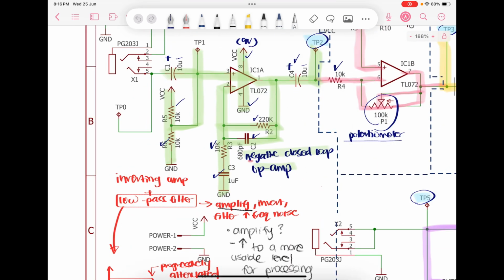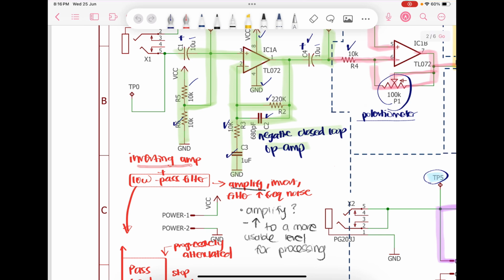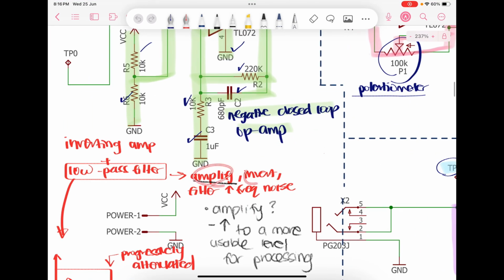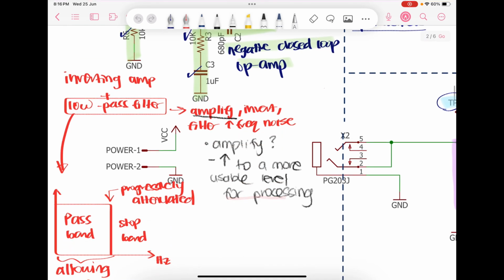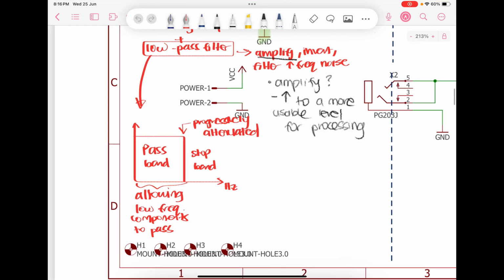So this is a negative closed loop op amp. It is an inverting amplifier with a low pass filter. Now it amplifies, inverts, and filters high frequency noise. Now why does it amplify? It increases the signal to a more usable level for processing. Now what does a low pass filter mean? It allows low frequency components to pass.